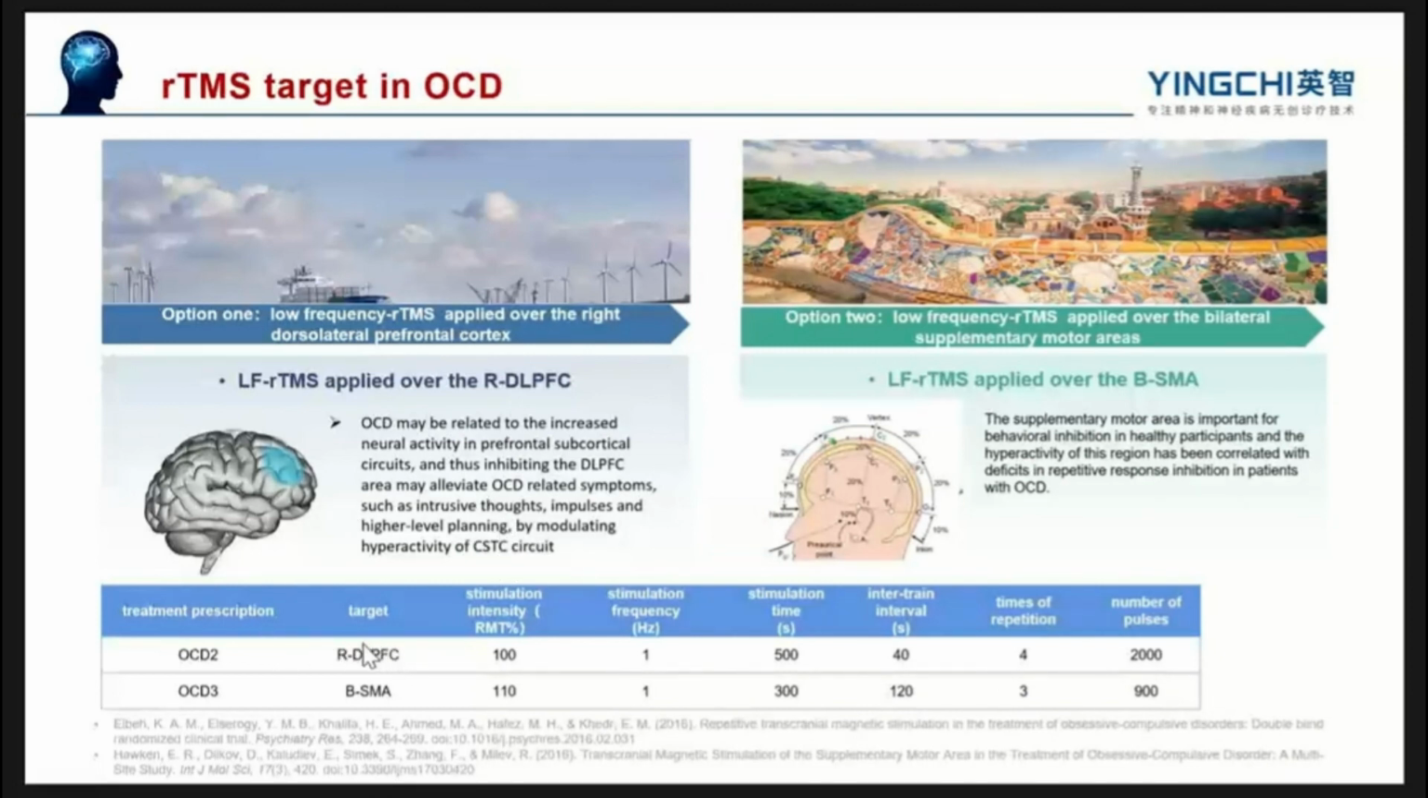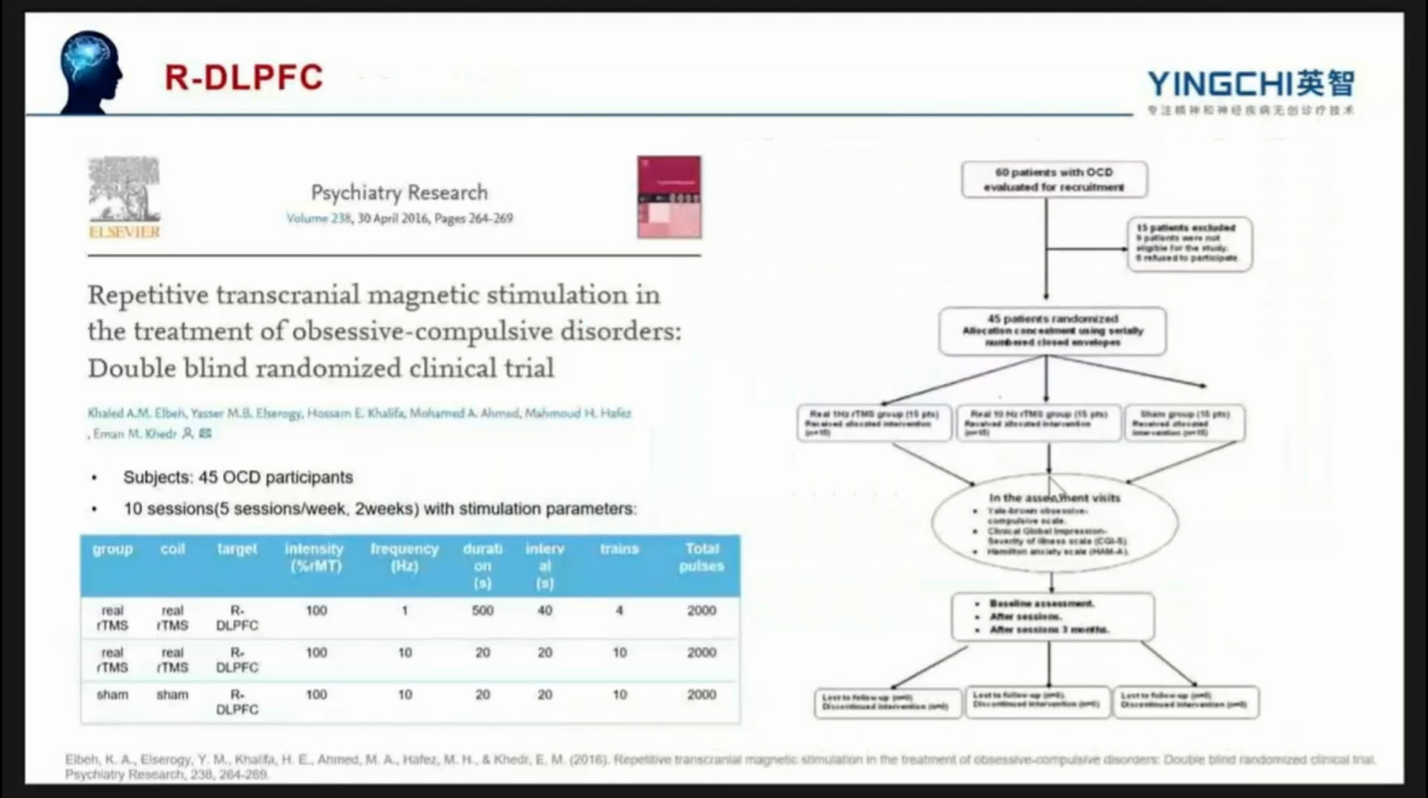And these are the specific stimulation parameters used in the studies. Both of them are low frequency, 1 hertz. And next we will introduce them one by one. The first is the right dorsolateral prefrontal cortex. This is the study also referenced by Epstein et al. This is an RCT study with 45 refractory OCD participants included. And the specific stimulation parameters are as follows.